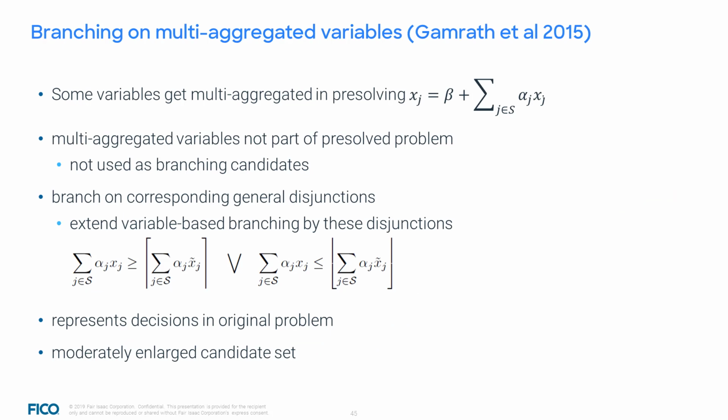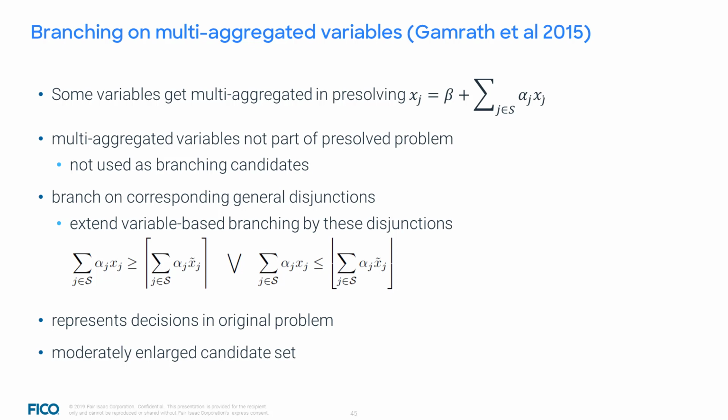An idea that is at the intersection of variable-based branching and branching on general disjunction is to branch on multi-aggregated variables. A multi-aggregated variable is a variable that has been replaced by a linear expression in presolving. Hence, the variable is not present anymore, but the information exists which variables have been exchanged by linear expressions.